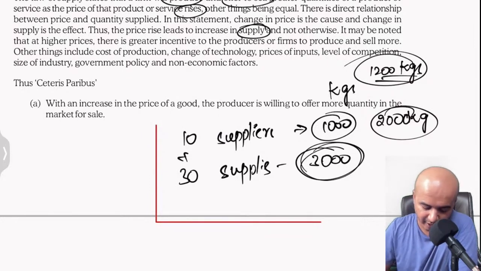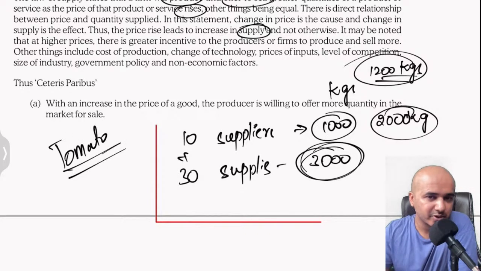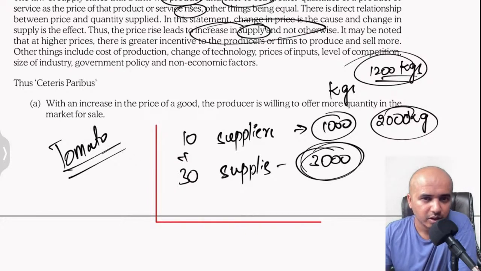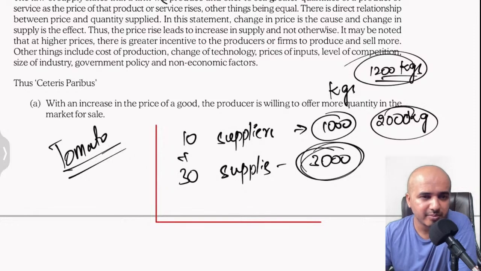We would have seen this with tomatoes as well, because too many growers are growing tomatoes, they would be thrown around on the road and the price would actually come down. So this is very important, this particular statement. So why would producer be ready to supply more at higher prices? Because obviously they'll be able to make more money.